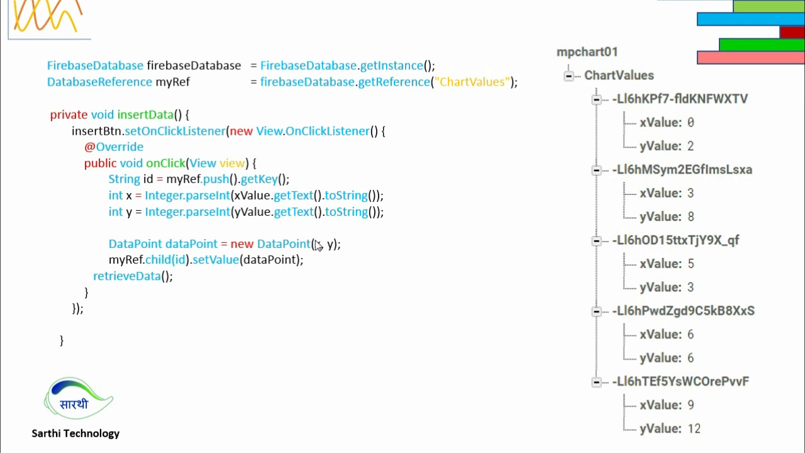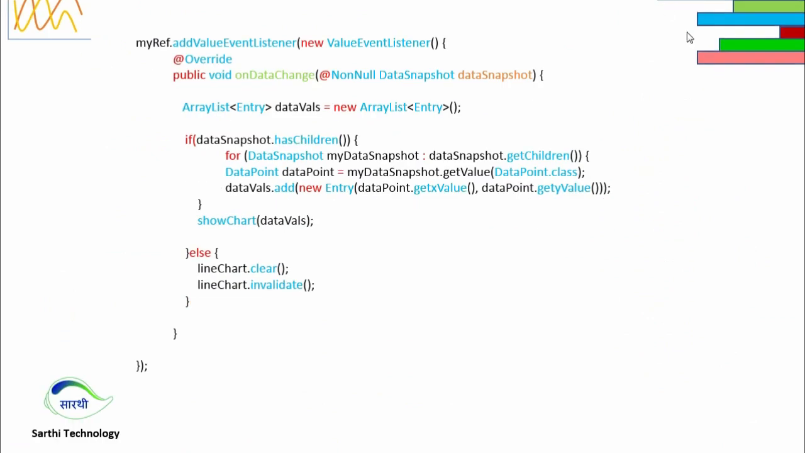After inserting data, we will call another method, that is retrieve data, and this method will retrieve data from the Firebase database. So in the body of retrieve data, we will use this myref.add value event listener, and here override on data change. First we need to create an array list that will hold all data from the Firebase database. So array list, the list type is entry, the object name is datavals equal to new array list entry.